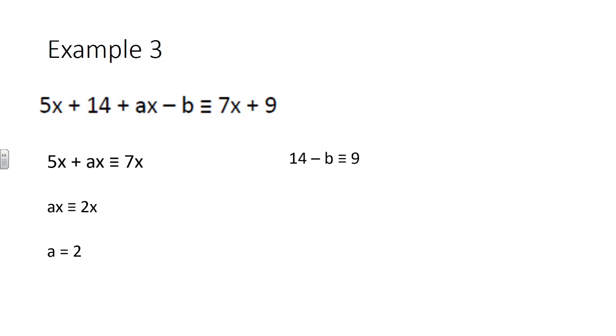So now we've got an equation to solve. We're trying to find out b. 14, take away something, has got to be the same as 9. So what do we take away from 14 to get the answer 9? b is 5. Can you make sure you've got that copied, please?